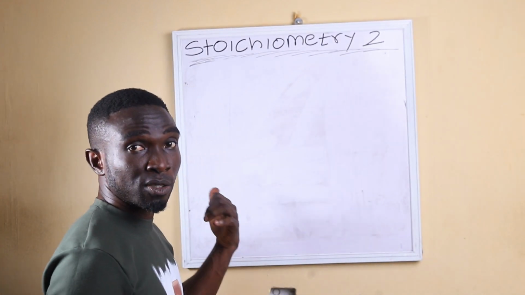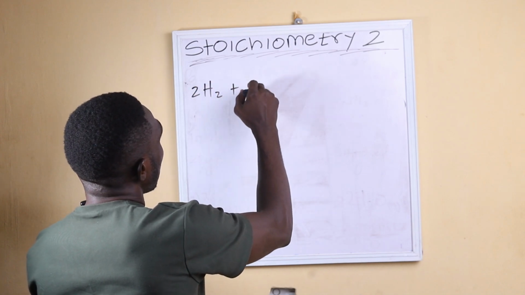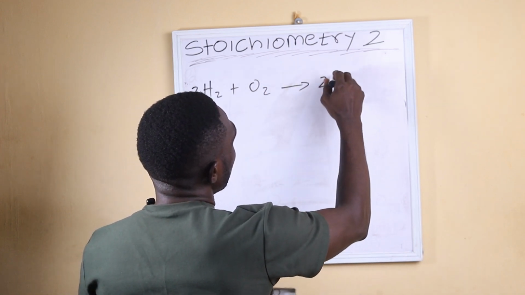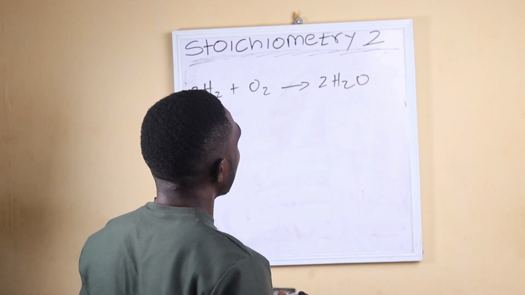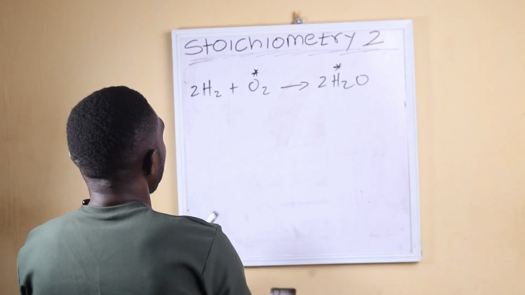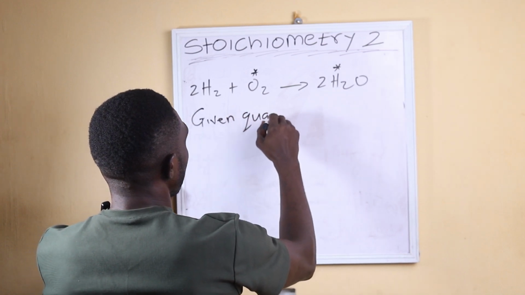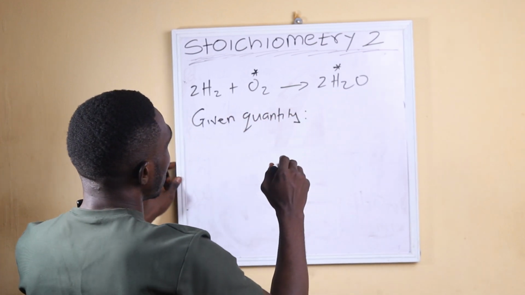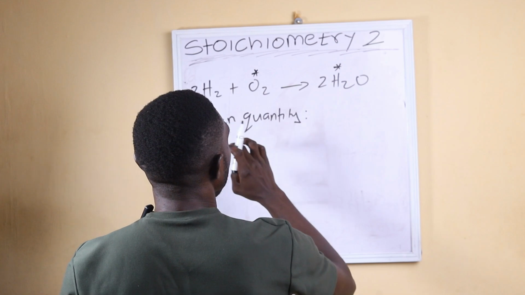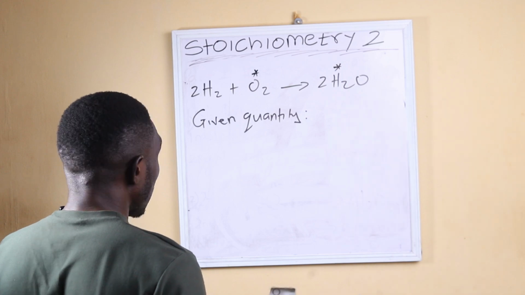The equation for the reaction given is: 2 moles of hydrogen gas combines with 1 mole of oxygen gas to give us 2 moles of water. From the given equation here, we have that the given quantity here is 2.75 moles of oxygen. So that's the given quantity.